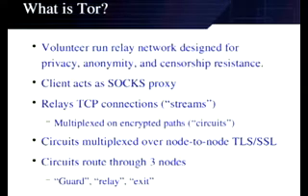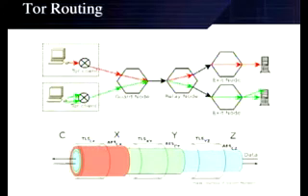These circuits then are in turn multiplexed and shared with other clients' routes over the node-to-node SSL/TLS connections. A circuit consists of 3 nodes. You have the guard, the relay, and exit. Each one of those has somewhat special properties, which we'll be elaborating on later. This is essentially what a path through Tor looks like.